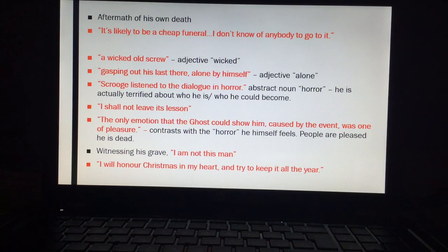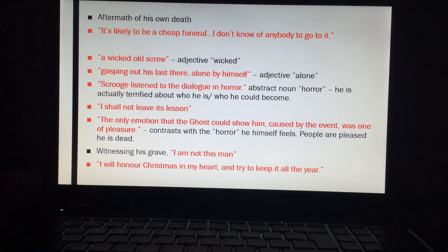Scrooge listened to the dialogue in horror. Look at your abstract noun, horror. Now, he is terrified about who he is and who he could become. So remember, all the way through, as Scrooge is changing, we initially had him begging Marley not to haunt him and things like that. We then get the subtle emotional change that he witnesses. We get him confessing that he's learned a lesson. We get the trembling and the begging. But now we've got horror. And horror, I suppose, is more extreme, isn't it?